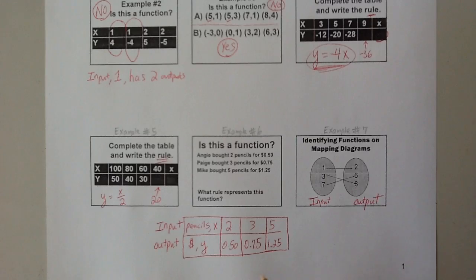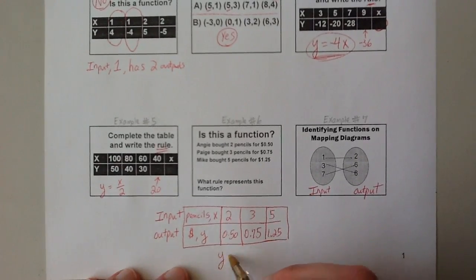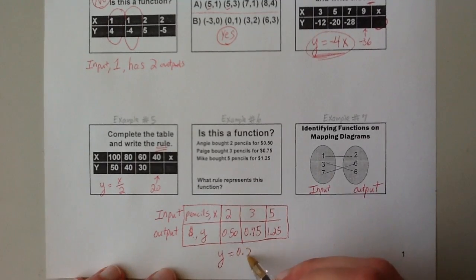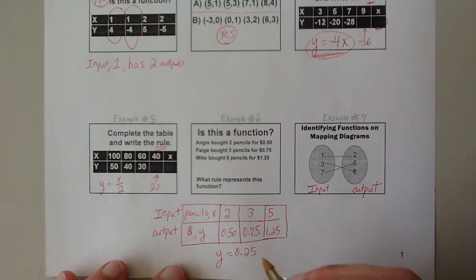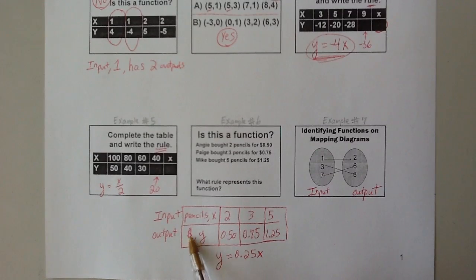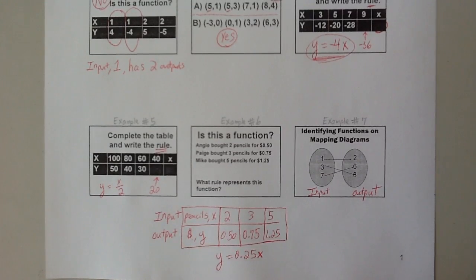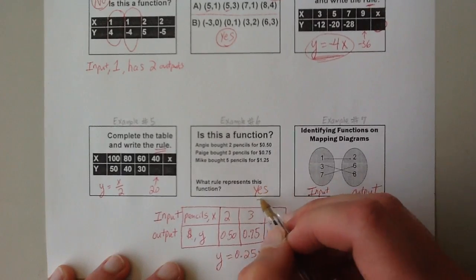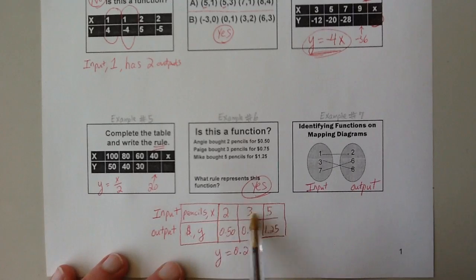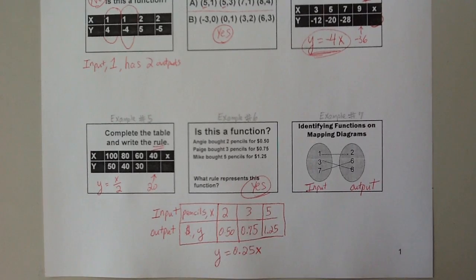Okay, so based on this information, how am I getting from x to y? Well, I'm taking every pencil and multiplying it by 25 cents, right? So to get y, the amount of money, which y is the variable that represents, I take 25 cents, which is 0.25, and multiply that by the number of pencils, which is represented by x. So whatever x is, the number of pencils, multiply it by 25 cents, and that would give you y, the amount of money that you have to pay. And so yes, this is a function because there's exactly one output for each input. I have no x values that are repeated in the situation.